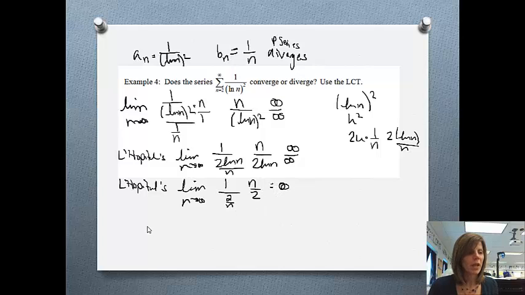So we'll go to our rules. I found out that the limit is equal to infinity. That it was rule C. It said if b sub n diverges, then a sub n also diverges. So we got lucky on that one, that this one also diverged.